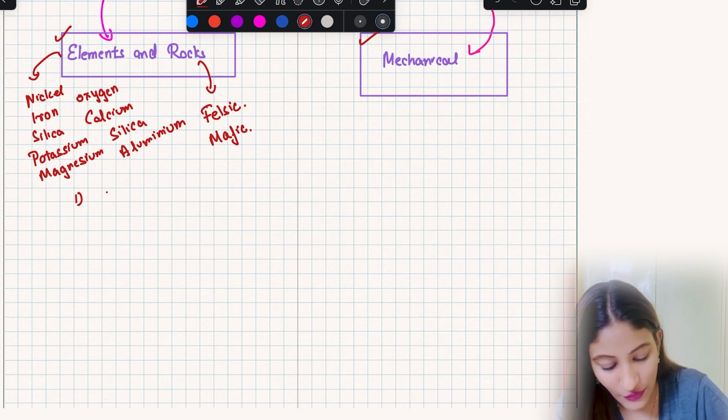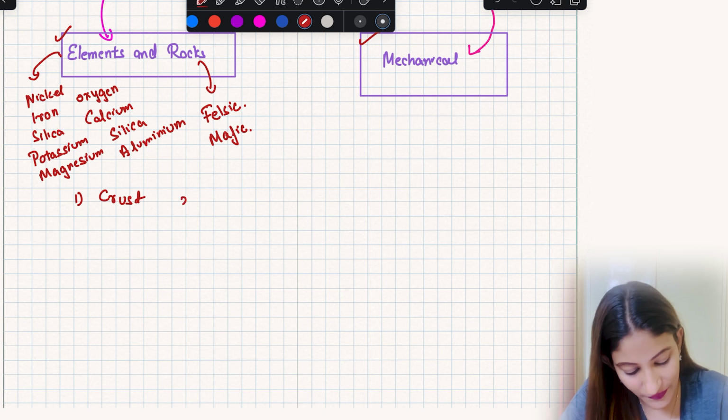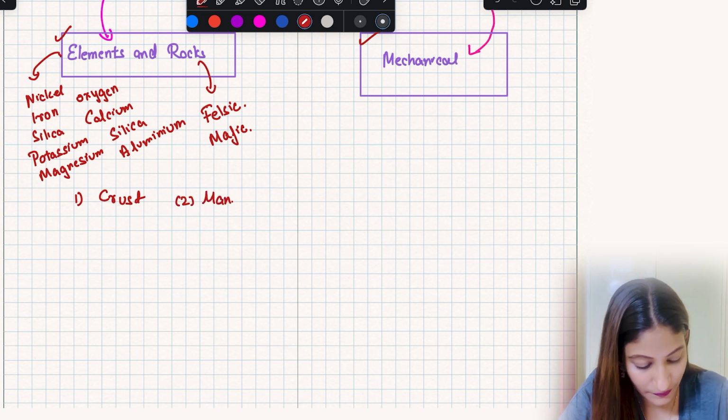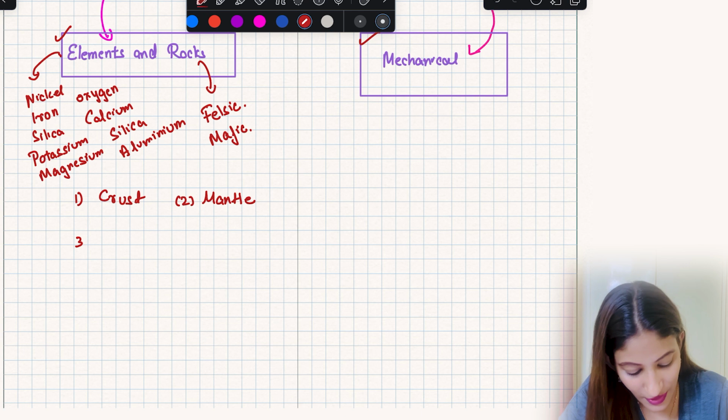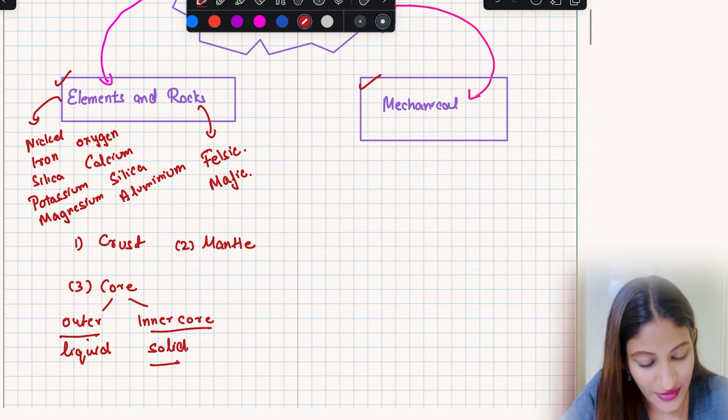First is the outermost layer of the earth's interior. This is the crust, alright. The second one is the mantle. And the third one is the core, of course, and the core is further divided into the outer core and the inner core. The outer core is liquid and the inner core is solid. This is on the basis of elements and rocks.